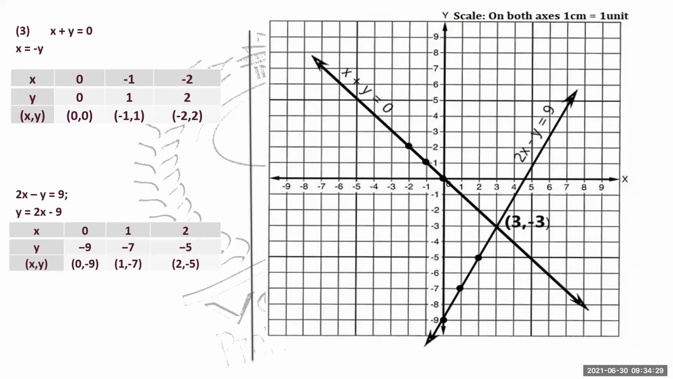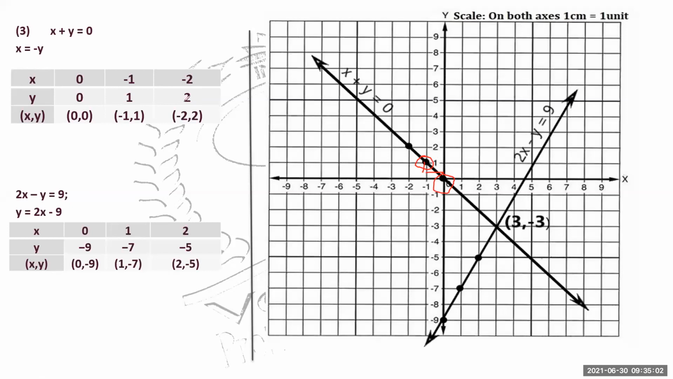So x plus y equals 0, the first equation. The first set of points here is 0, comma 0. Where will 0, comma 0 be? It's the origin. Next is minus 1, comma 1. You will move one place back because it is on the negative x-axis, and one place up because your y is positive. So here you will get the second point.